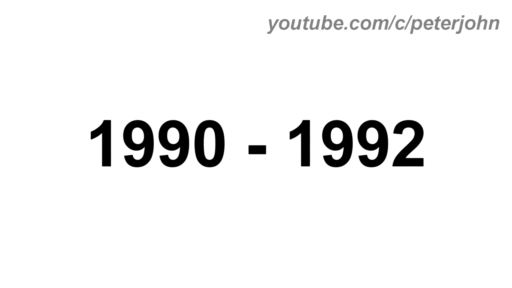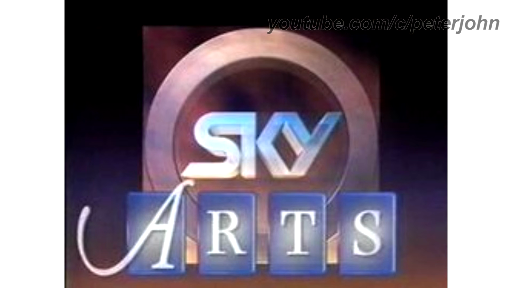1990 to 1992, there is a silver circle, and inside it there is the word Sky in silver text, and on the circle, there are 4 blue rectangles, and on them there is the word Arts in white text. Here is a bumper.